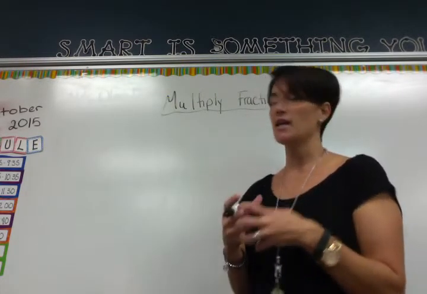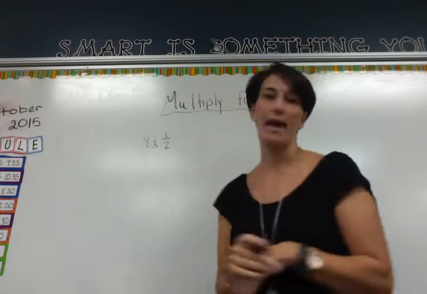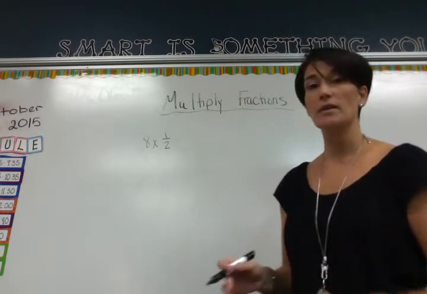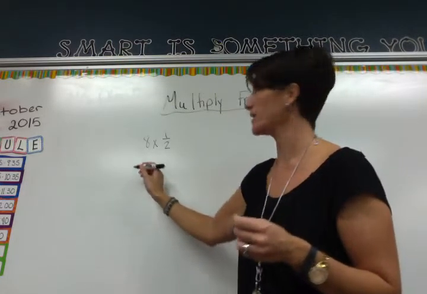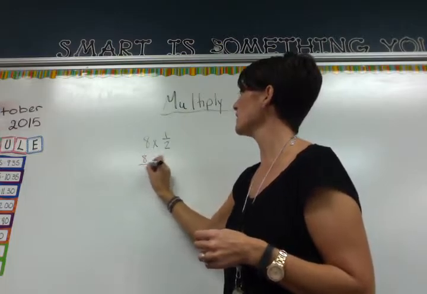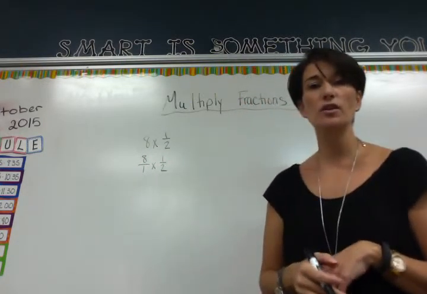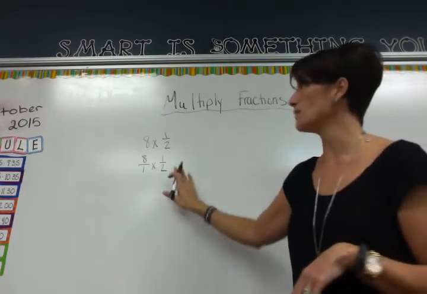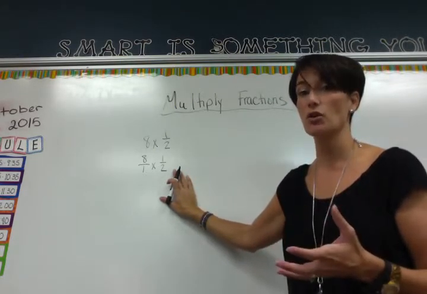So let's first talk about problems multiplying fractions by a whole number. My first problem is 8 times 1/2. Our first step is always to change our whole number into a fraction, and we did that back in our estimating one. I'm going to put 8 over 1 times 1 over 2. Now there are 2 different ways we can solve it. We can either simplify first in the problem, or we can simplify at the end. I'm going to show you both.